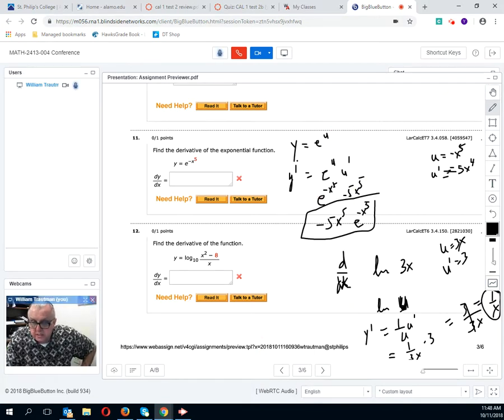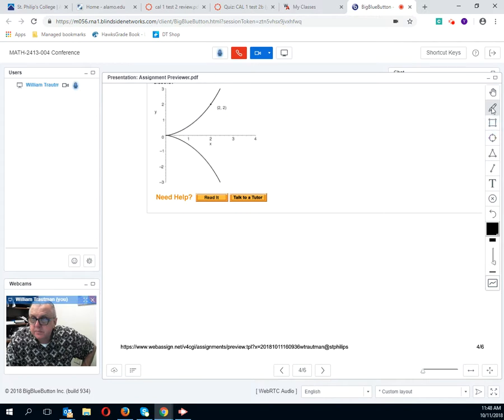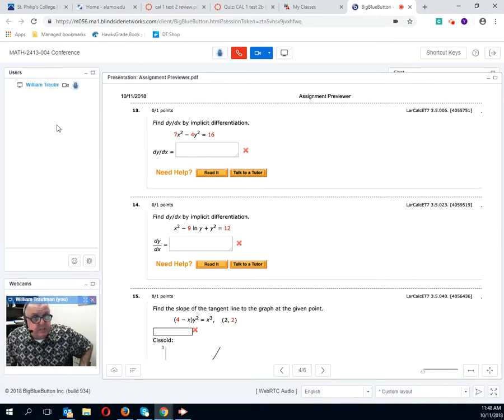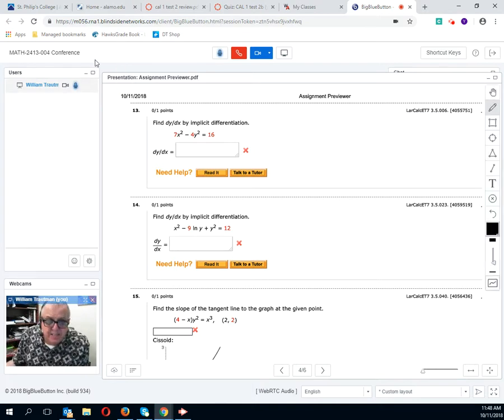Okay, let's see the next page. Implicit differentiation. If you look here, there are some steps in the book for implicit differentiation, and I think I might have done a help video on it. We're going to take the derivative with respect to x. We want to find y prime, the derivative of y.